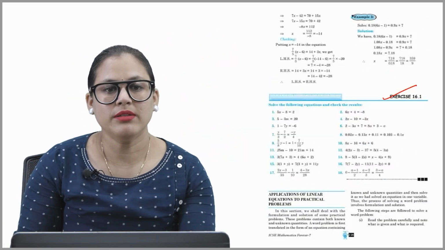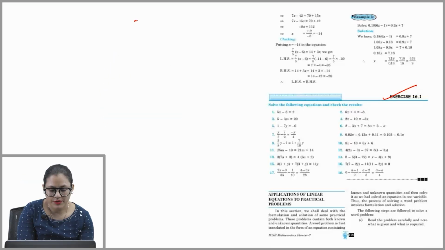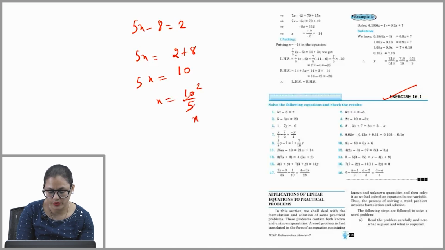Exercise 16.1, solve the following equations and check the result. 5x minus 8 is equal to 2. 5x is equal to 2 plus 8, so 5x is equal to 10, and x is equal to 10 by 5, that is 2. Okay. Now check.